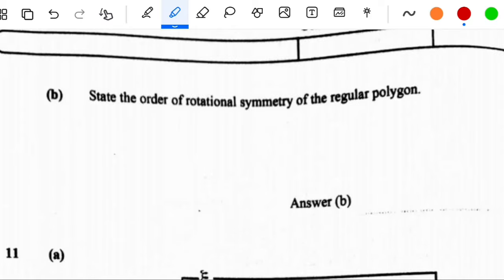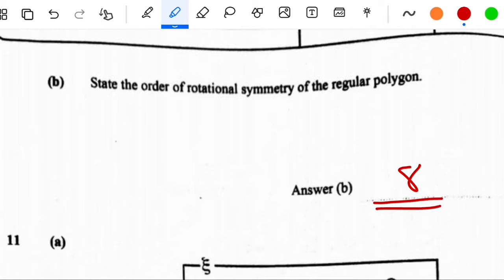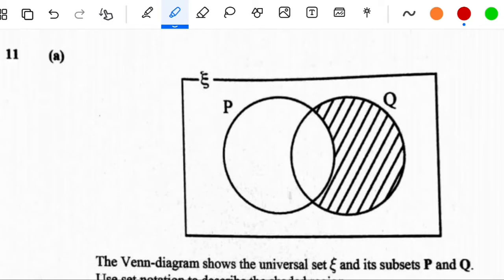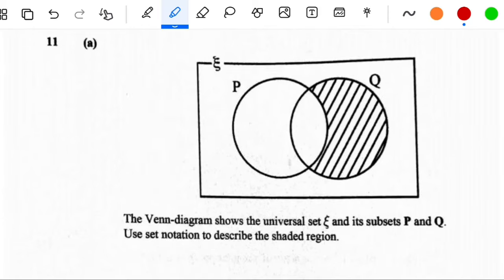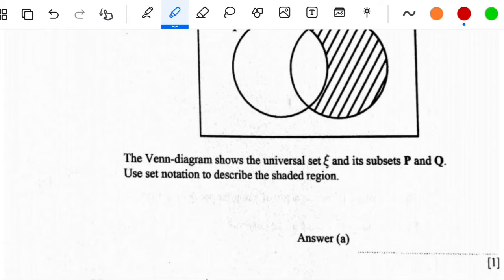Then B, state the order of rotational symmetry of the regular polygon. It's 8. Number 11, we're given a universal set there with 2 subsets which are P and Q. Then the question says the Venn diagram shows the universal set and its subsets P and Q. Use set notation to describe the shaded region.